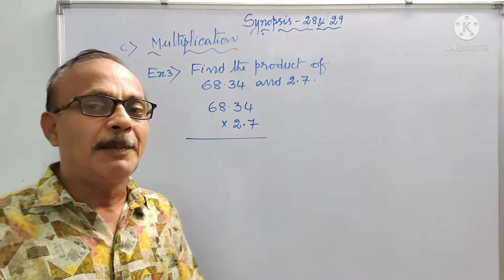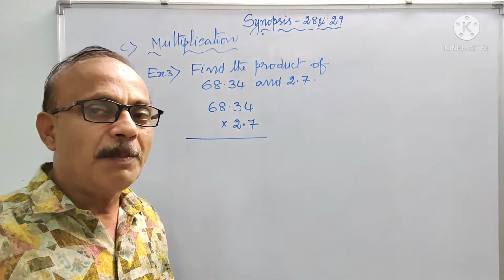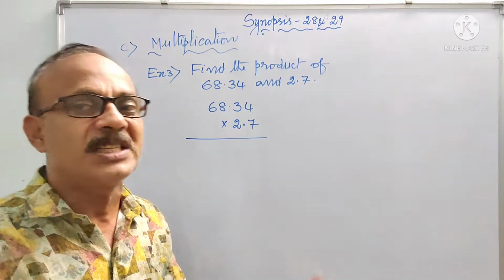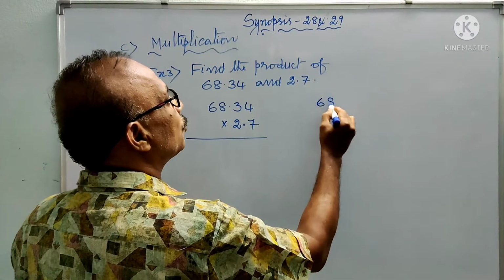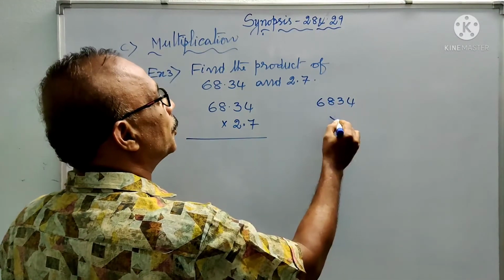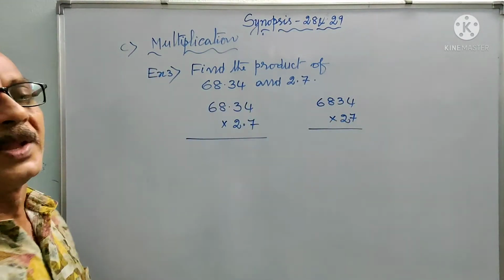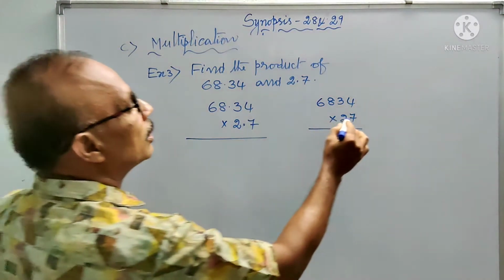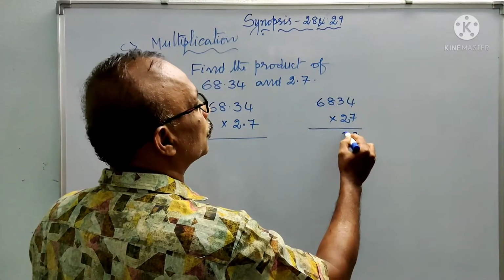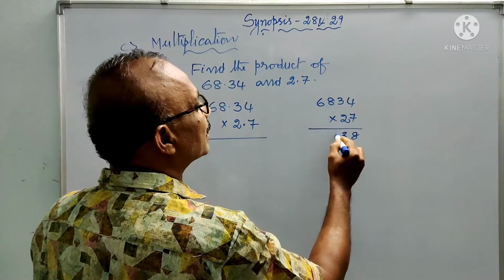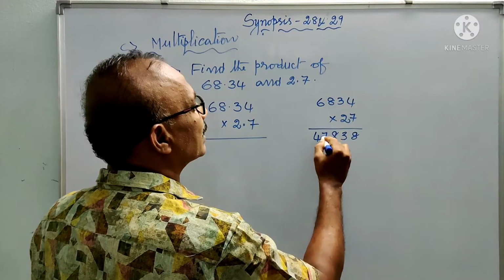And while doing multiplication in decimals, what we do is, first we multiply the numbers as if there is no decimal point. That is, I multiply 6834 into 27. If you notice, I haven't kept any point here. I just multiply both. So 7 4s 28, 2; 7 3s 21 plus 2, 23; 7 8s 56 plus 2, 58, 5; 7 sixes 42 plus 5, 47.